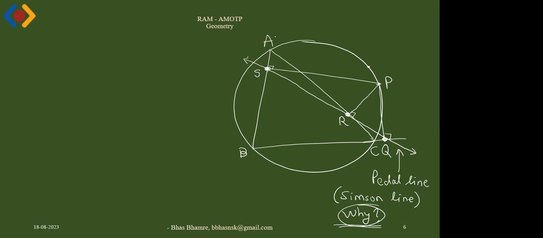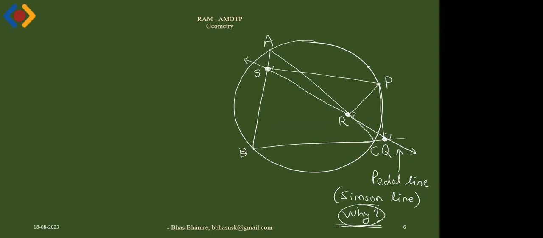So does the converse of the theorem hold? Meaning if S, R, and Q lie on a straight line, that means P is on the circumcircle of ABC. I didn't get that, can you repeat? Does the converse of the Simpson line hold true? Meaning, if the pedal triangle of a point P with respect to a triangle ABC is a straight line, does the point P have to be on the circumcircle of ABC?